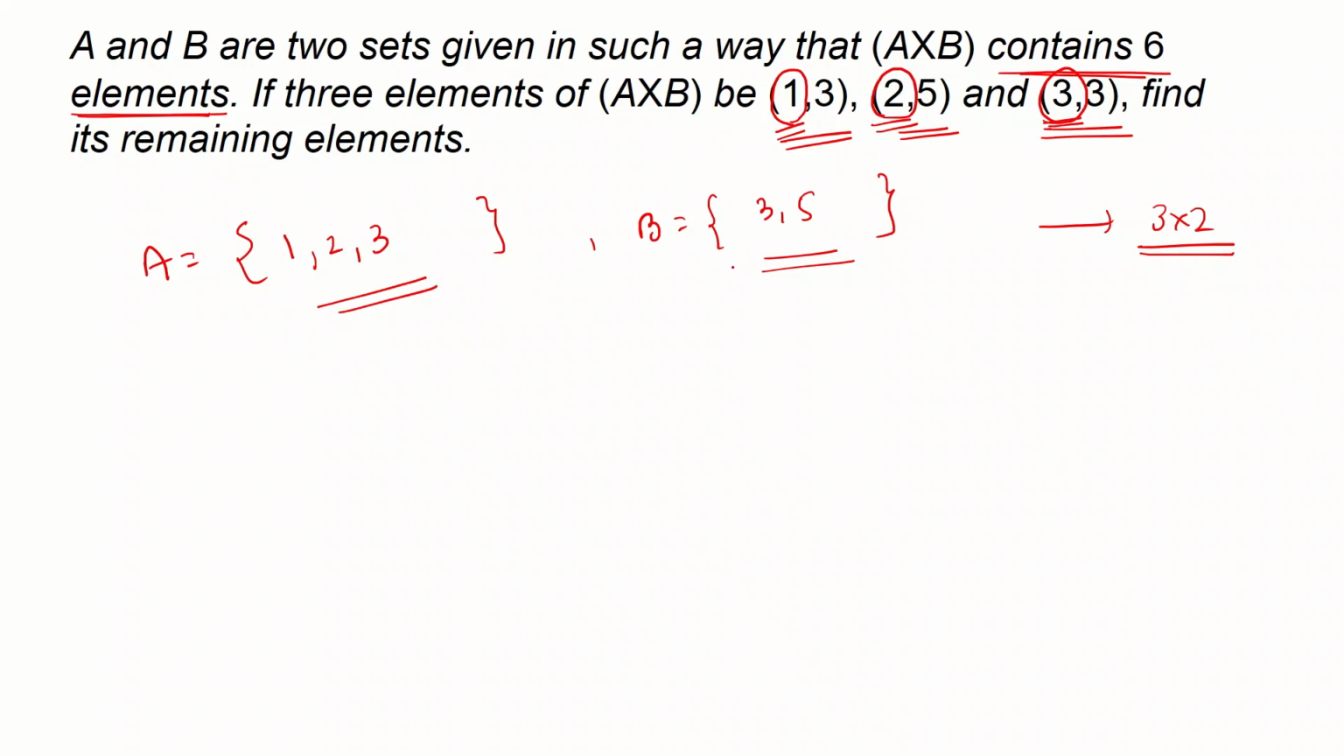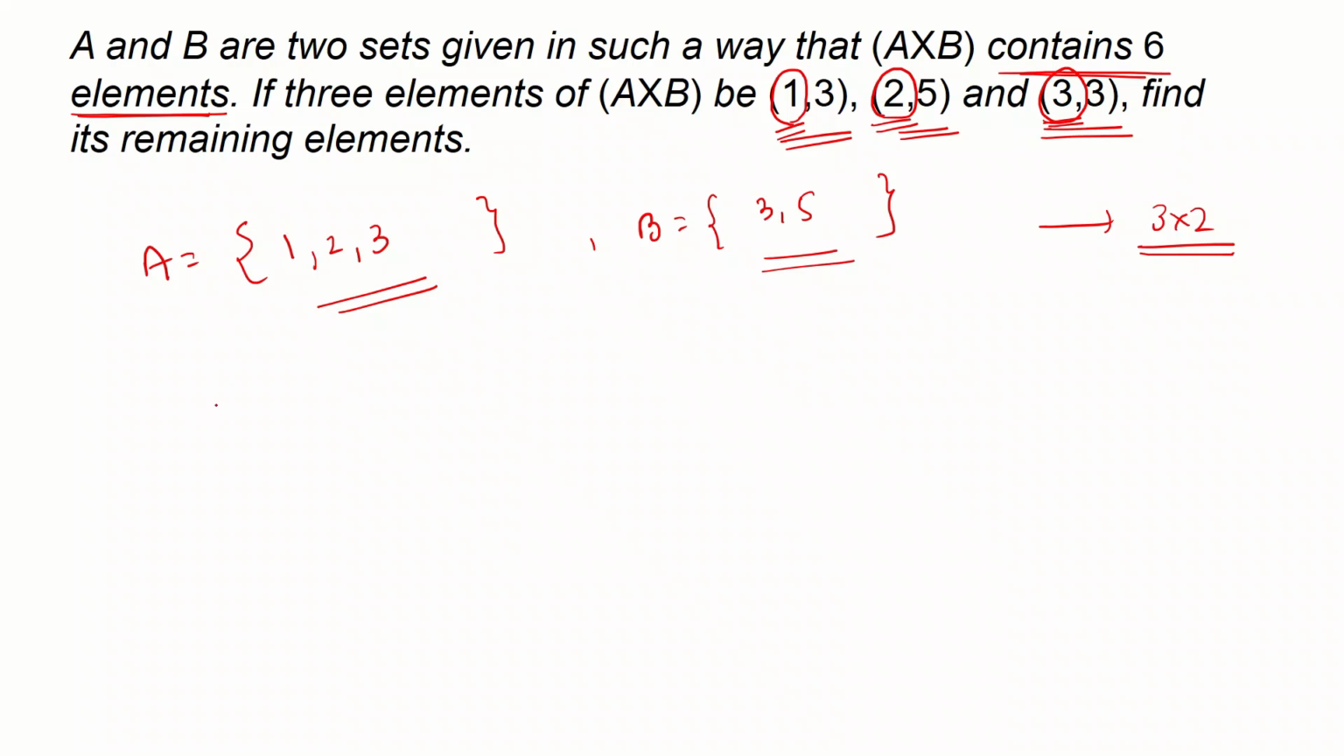because if 3 elements are there in A and B has 2 elements, then as of now we are already having 6 elements, right? So that means these are all the elements of A and B. There is nothing more than that. So we can write down the remaining ordered pairs.